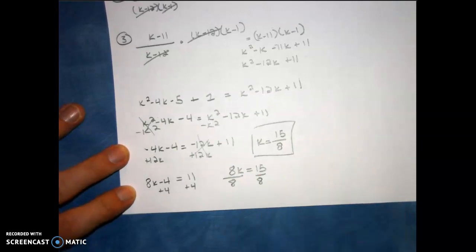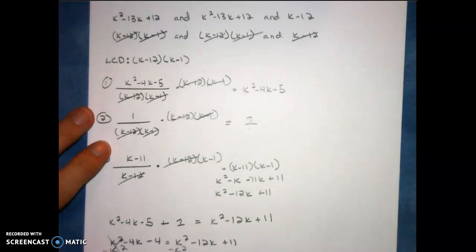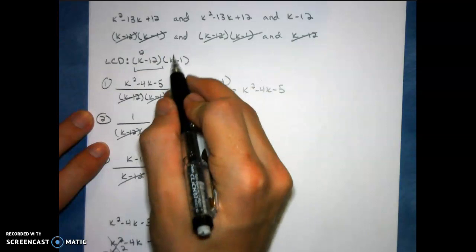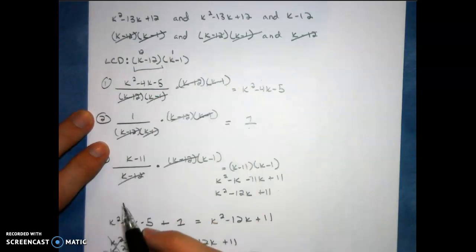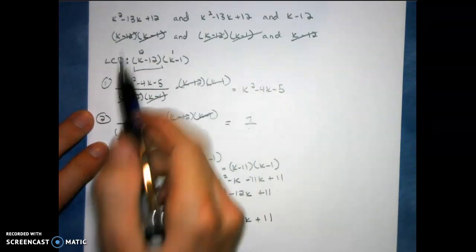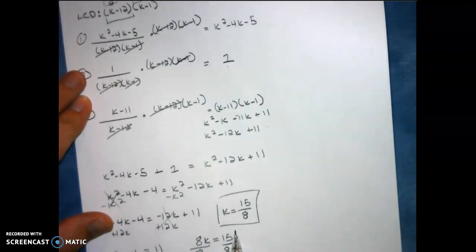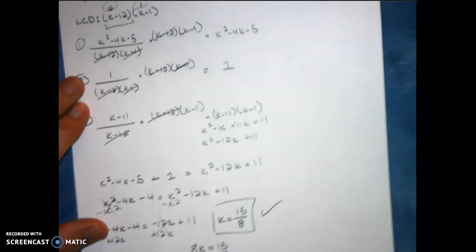All right, now we check for extraneous solutions. So we look back at our LCD. What would make this 0? Well, 12. That one would be 1. So our answers we know can't be 12 or 1. That's not the case with our answer. So we know we're good. No extraneous solution.